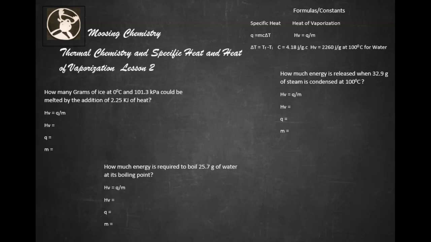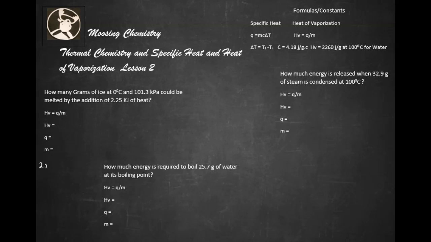How many grams of ice at 0 degrees Celsius and 101.3 kPa could be melted by the addition of 2.25 kilojoules of heat? The first thing you have to do is change the 2.25 kilojoules of heat into joules of heat because we're using joules over grams. So we're going to go ahead and do that.